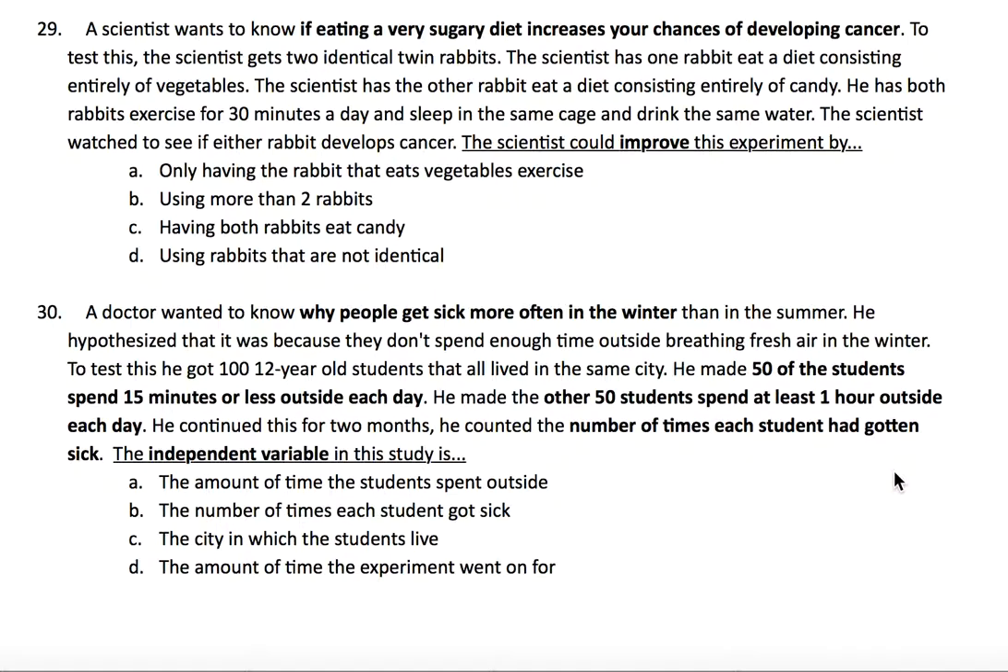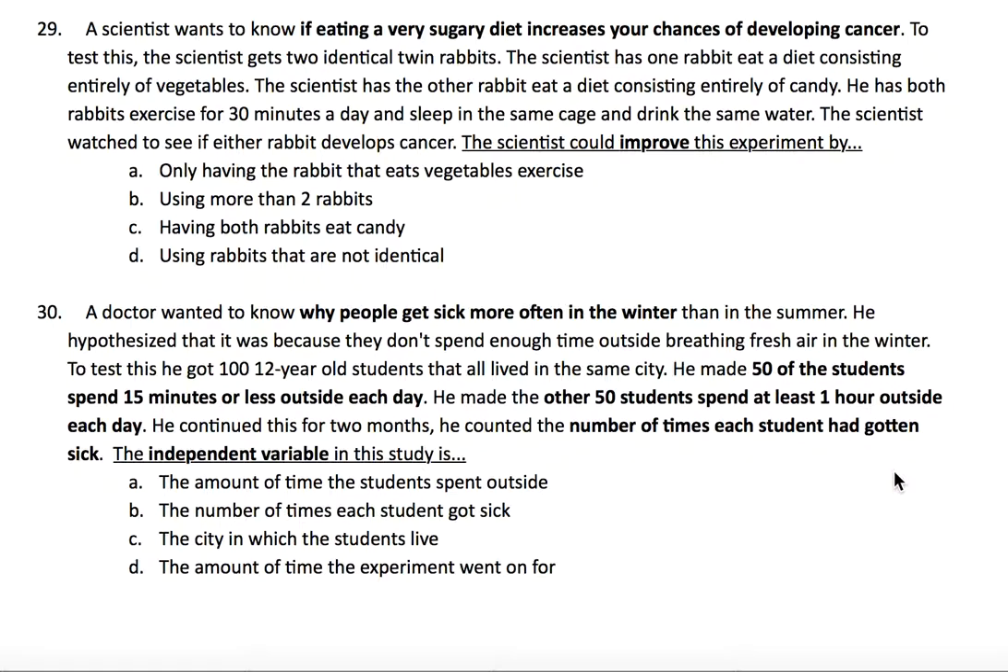Question 30. A doctor wanted to know why people get sick more often in the winter than in the summer. He hypothesized that it was because they don't spend enough time outside breathing fresh air in the winter. To test this, he got 100 12-year-old students that all lived in the same city. He made 50 of the students spend 15 minutes or less outside each day. He made the other 50 students spend at least 1 hour outside each day. He continued this for 2 months. He counted the number of times each student had gotten sick.